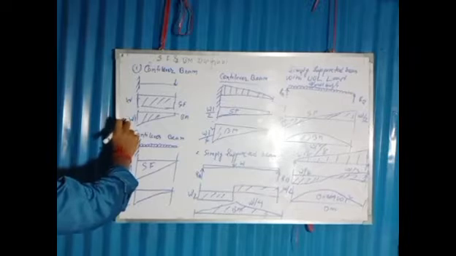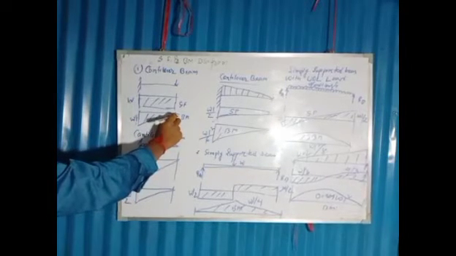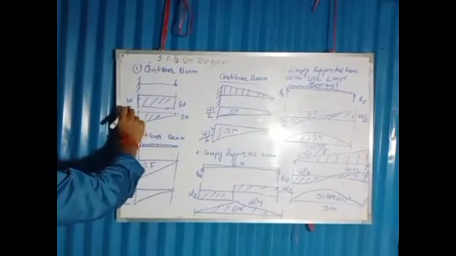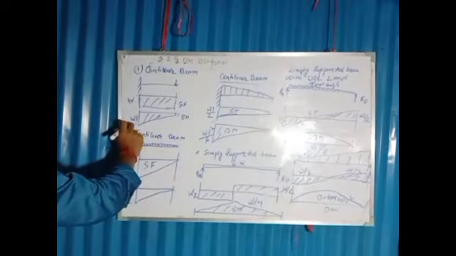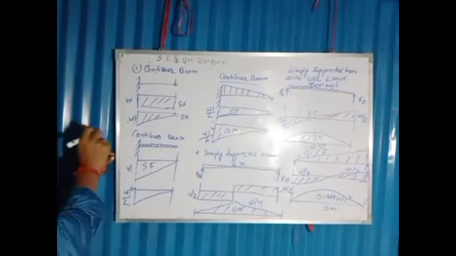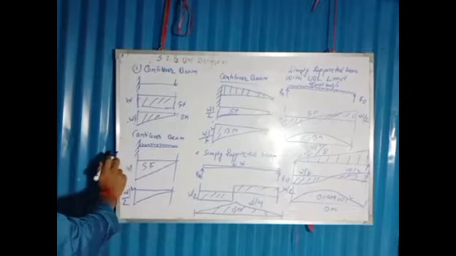At the end portion where the force is applied, the bending moment is 0. Where the cantilever beam is supported, the bending moment is maximum. The maximum is WL.